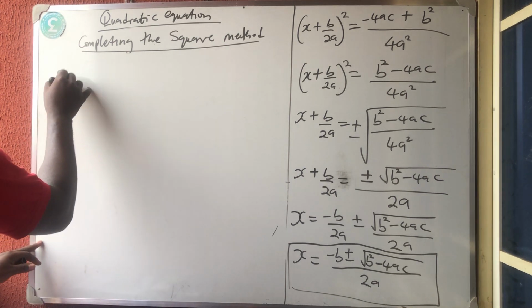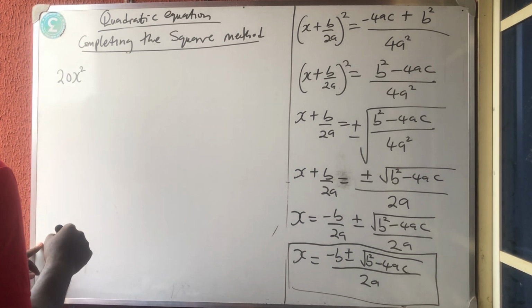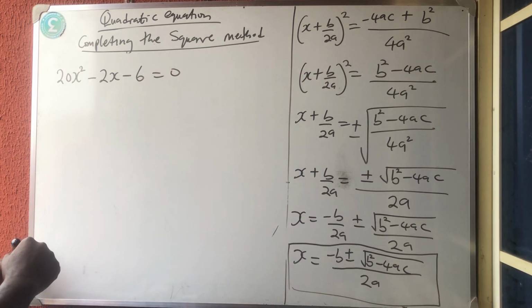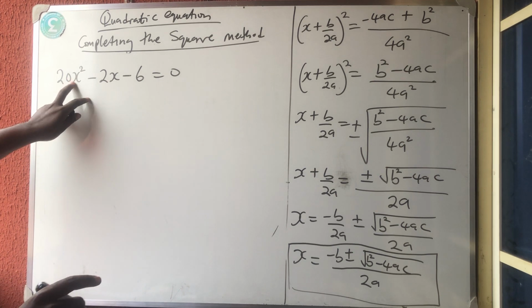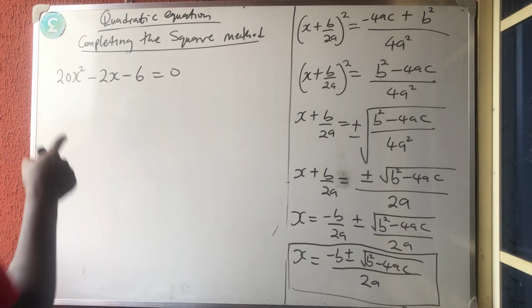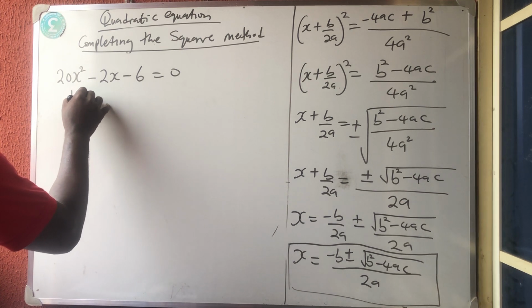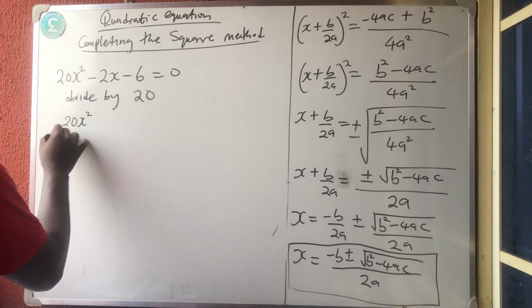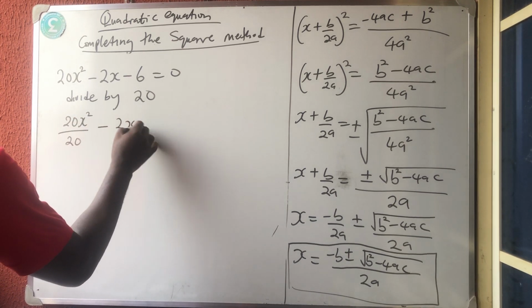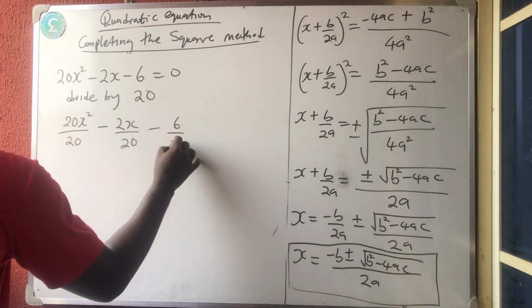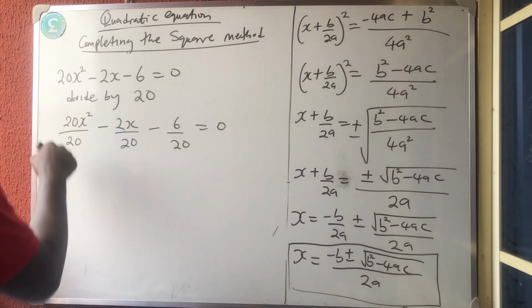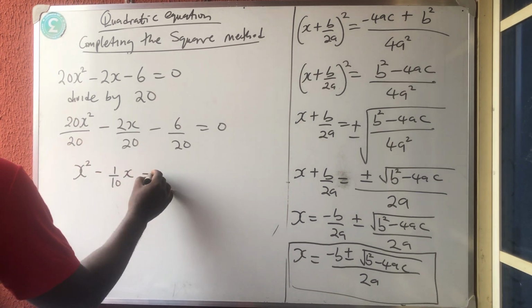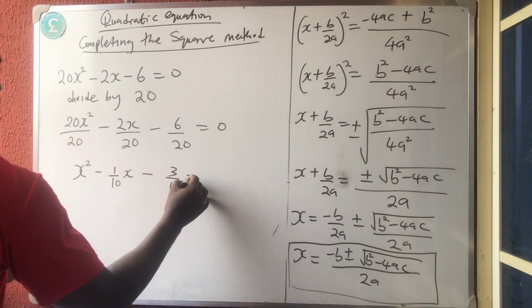Okay, this one said 20x squared minus 2x minus 6 is equal to 0. So you know the first thing to do: I don't want the coefficient of x squared to have anything. I want the coefficient to be 1. So I will divide everybody by 20. So I have 20x squared divided by 20 minus 2x divided by 20 minus 6 divided by 20 is equal to 0. So what do we have? x squared minus 1 over 10x minus 3 over 10 is equal to 0.